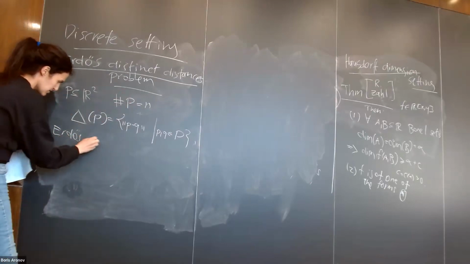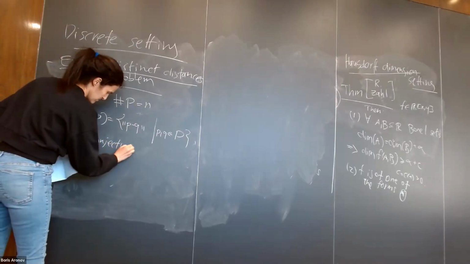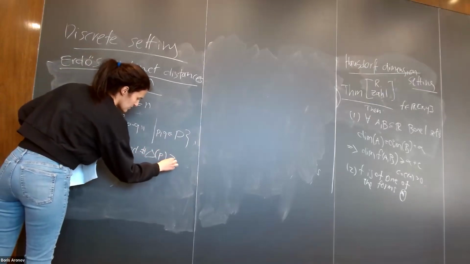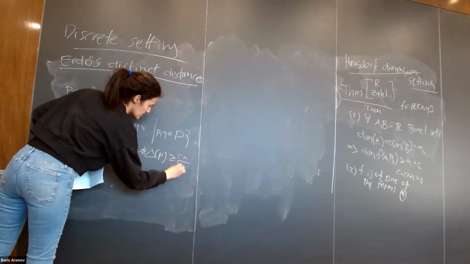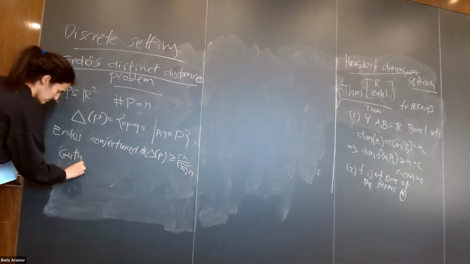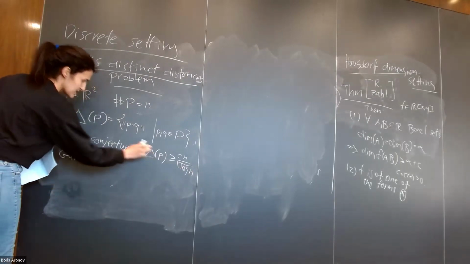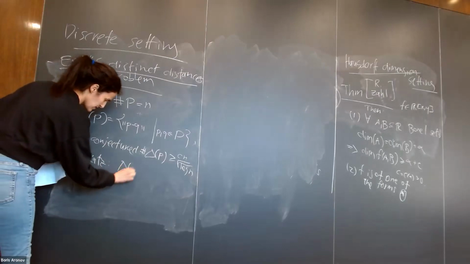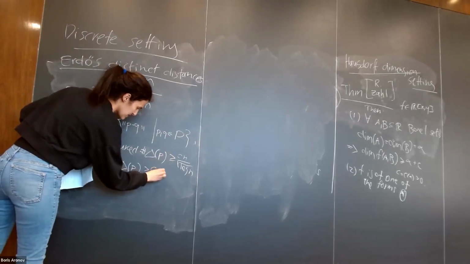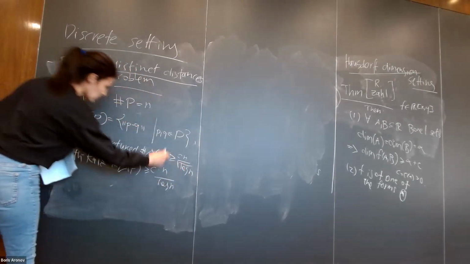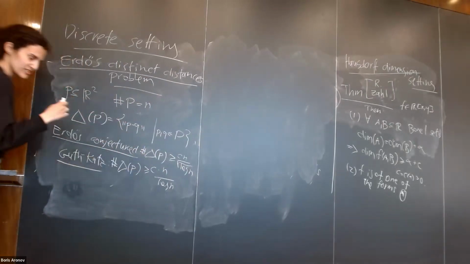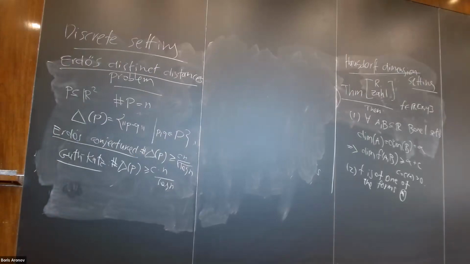So Erdős conjectured that the cardinality of the distance set is at least a constant times n over square root of log n. And this was proved by Guth and Katz, not exactly this, but almost this. They proved that the cardinality is at least a constant, not the same constant, times n over log n. So up to the square root of log n, this is the improved result.